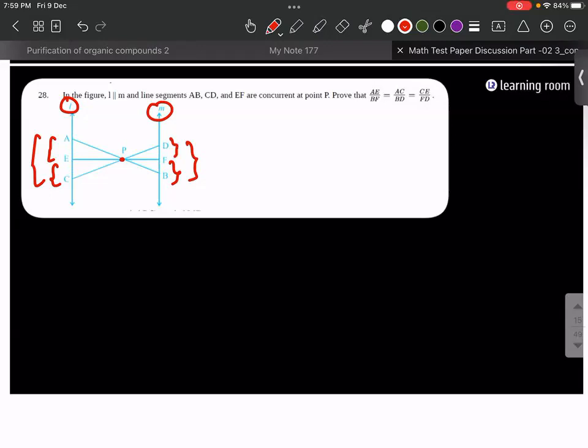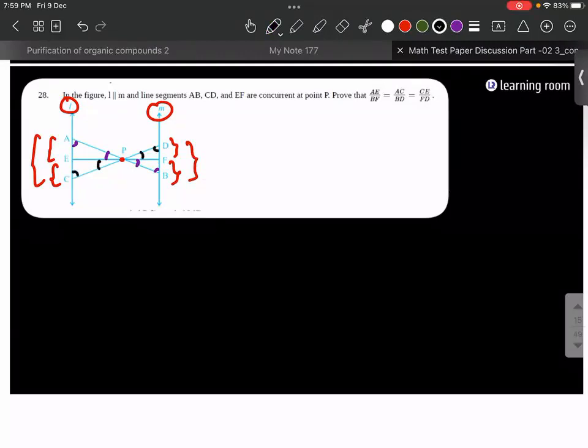So how will you prove? In triangle APE and triangle BPF, we get angle APE is equal to angle BPF because they're vertically opposite. And then angle EAP is equal to angle FBP because they're alternate interior angles, since L is parallel to M. So you can say they're similar. Similarly, you can prove ECP is similar to FBP, and here you can do the same.